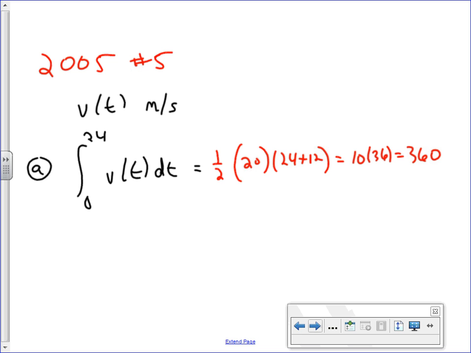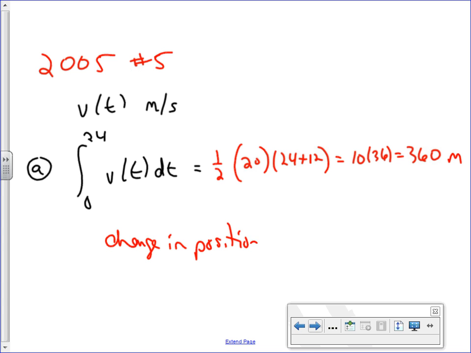And it says, using correct units, explain the meaning of this. Okay, 360 what? I took meters per second and I took a definite interval. What are the units going to be? Meters. Don't miss that. When we go back and flip to that page I told you before, what does this definite interval mean? If you take the definite interval of a rate of change from 0 to 24, change in position.